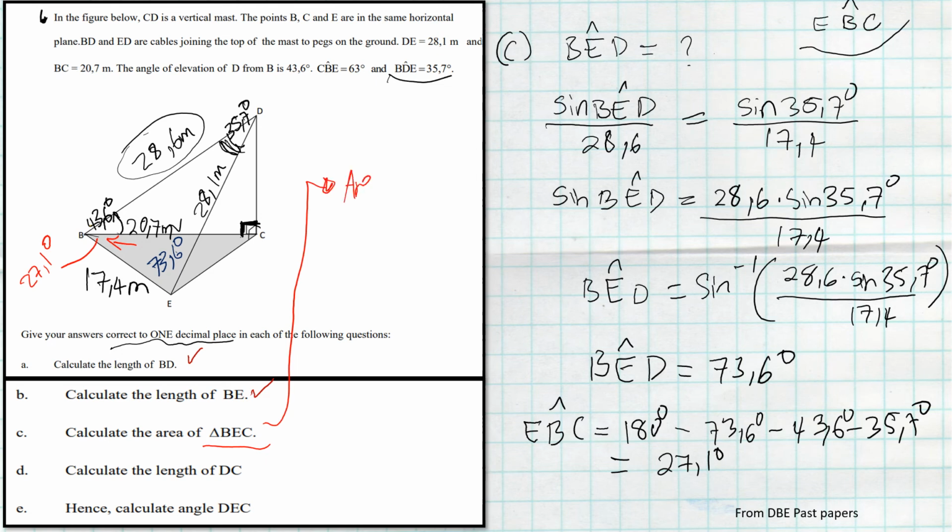So the area of triangle BEC, it's this triangle here. Let me just highlight it in red so that you can see it's that one. It will be 1/2. That's the area rule. It's 1/2 times the known side BC, times BE, times the sine of the included angle, angle BEC.